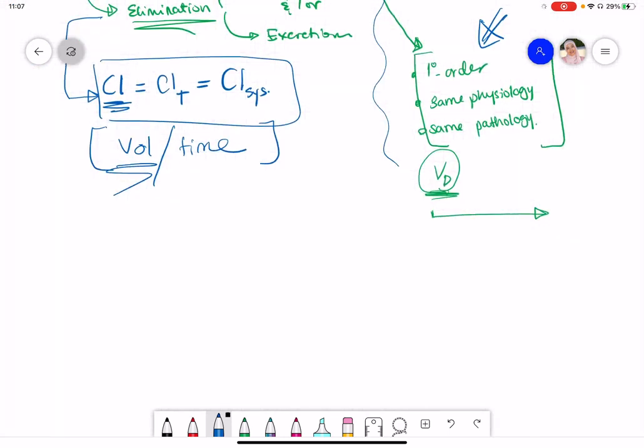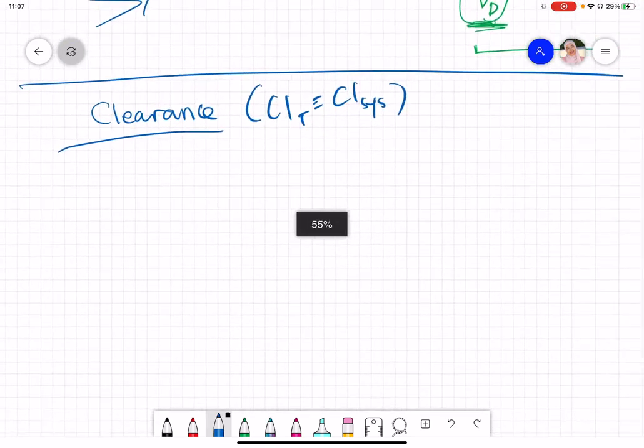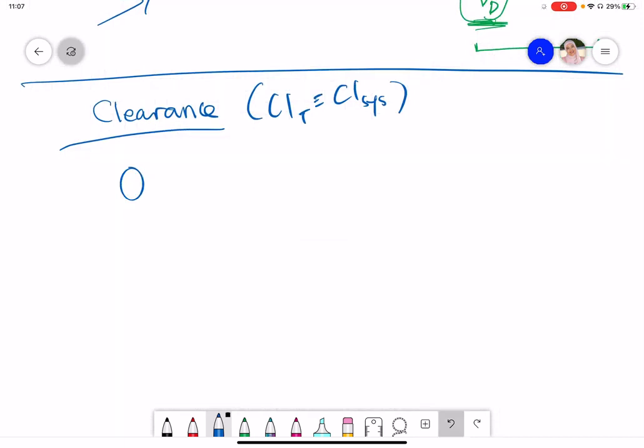Okay, so we will talk a little bit about the calculations or equations that we use to determine the clearance, either total clearance or not. We will start with the simplest way, which is total clearance, or systemic clearance. One way to determine the clearance of the drug is using K multiplied by the volume of distribution.